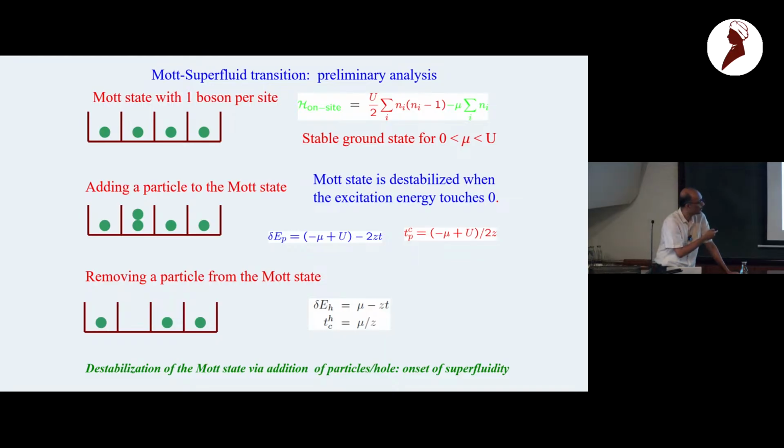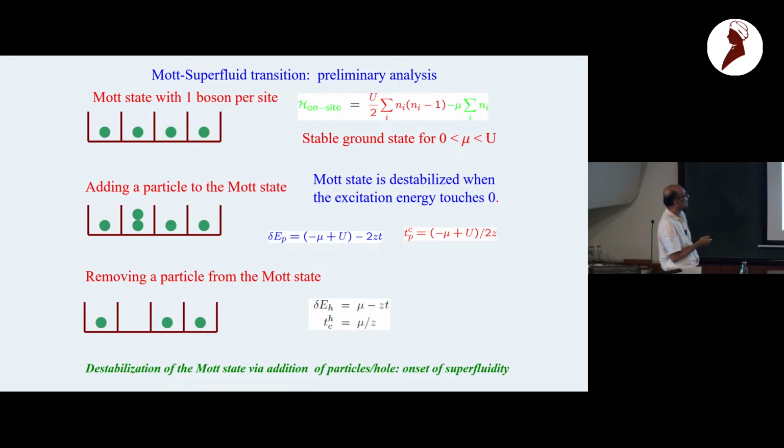So this is with the assumption that you have an integer number of particles per site. If mu goes between U and 2U, the state is with 2 bosons per site and so on. So there are these different states, but let's concentrate on this stable ground state when mu is between 0 and U. Now the question is, if I now lower my lattice, how does this state destabilize? How am I going to get another state which is different from this one?